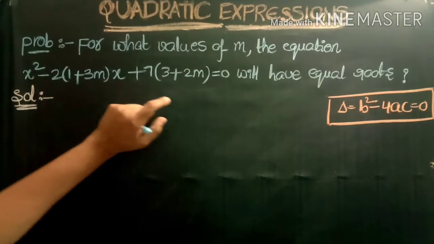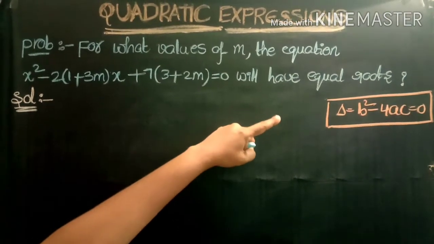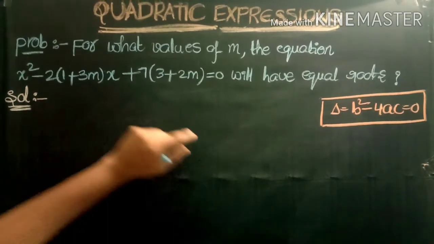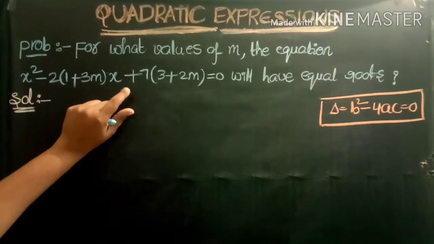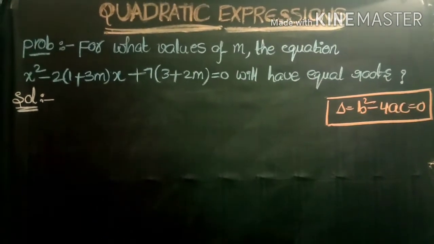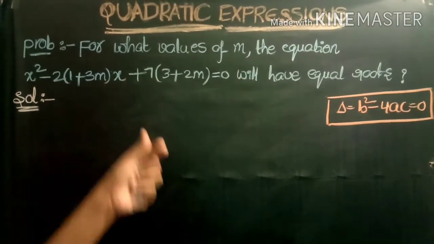What is the condition for getting equal roots? The discriminant value delta is equal to 0. What is the delta value? b² - 4ac is equal to 0. So if the given equation has equal roots, then we use the condition b² - 4ac = 0. Now by using that condition, we will find the values of m.